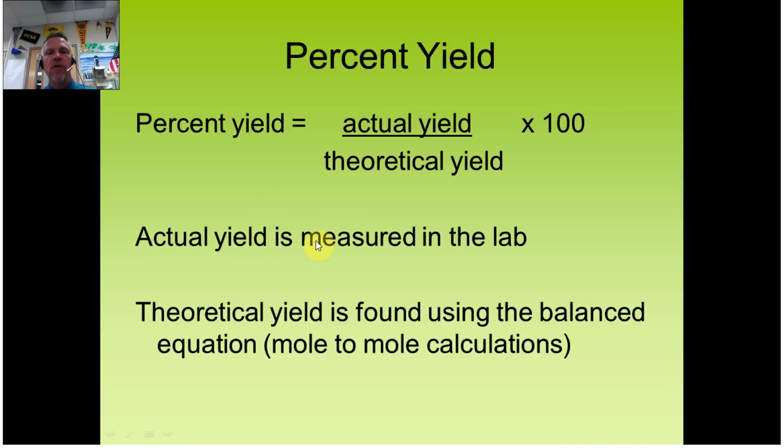Theoretical yield is a calculation. You're going to use the balanced equation and mole ratios to determine theoretically how much you could produce of something, or what your yield might be, or maximally be. All right, so actual yield is measured in the lab. Theoretical yield is calculated.